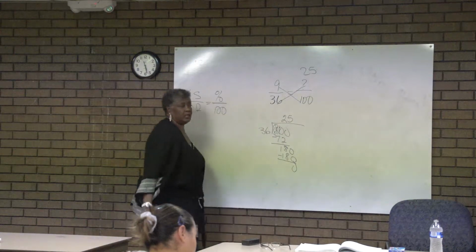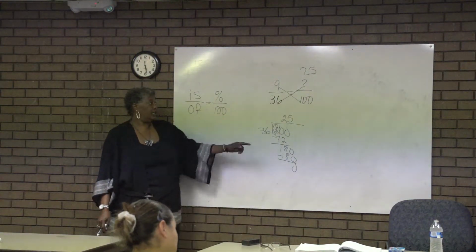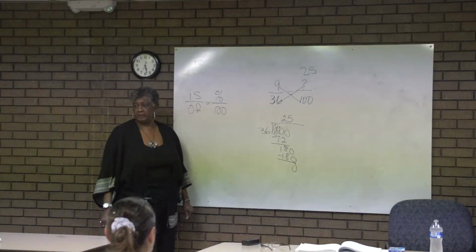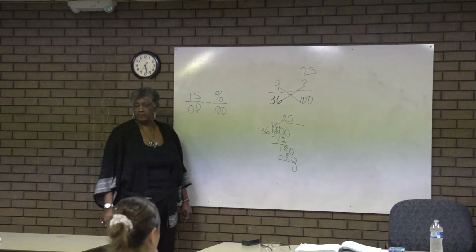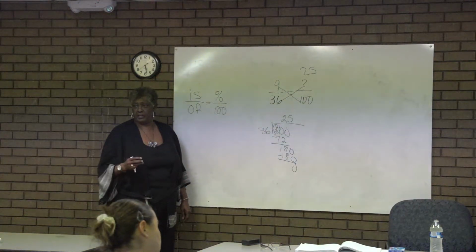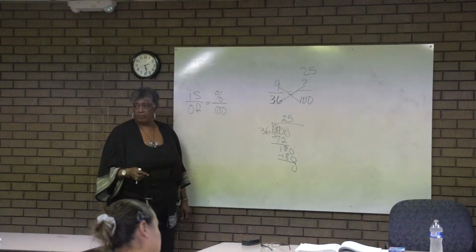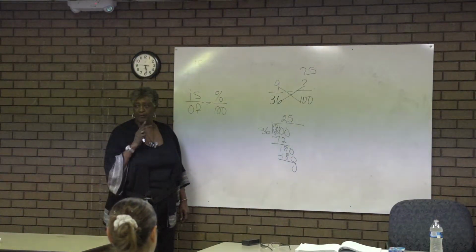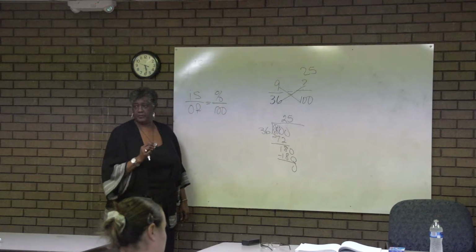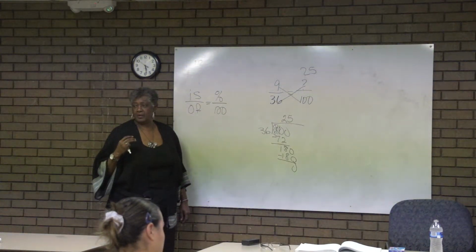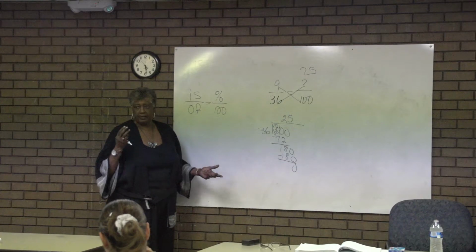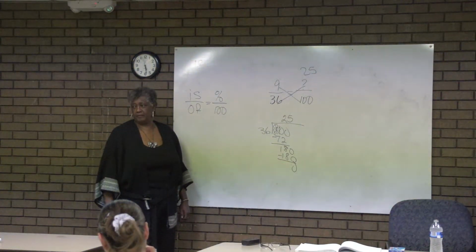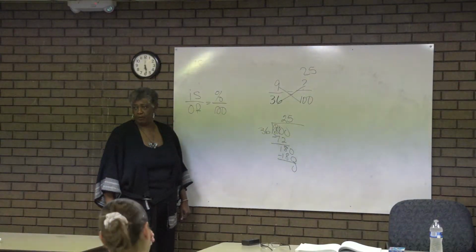So 9 is 25% of 36. You have to do 3 things for percent problems. You have to set up the proportion. You have to multiply the corners, divide by the number that's left out. 3 things to get to your answer. That's it. Any percent problem.